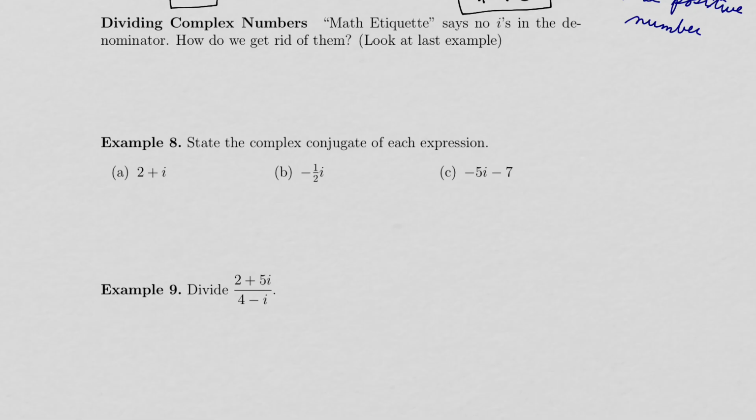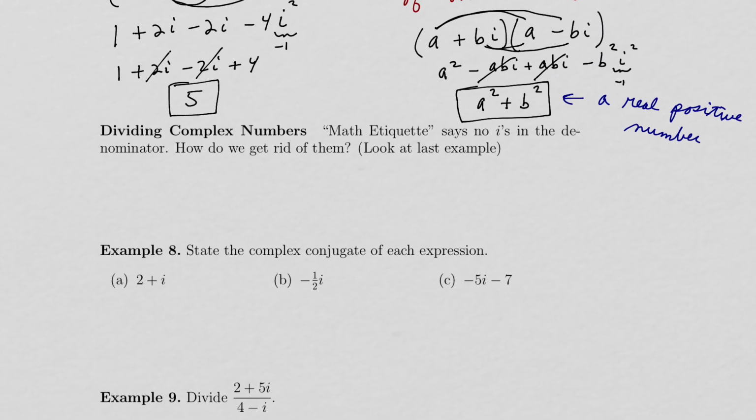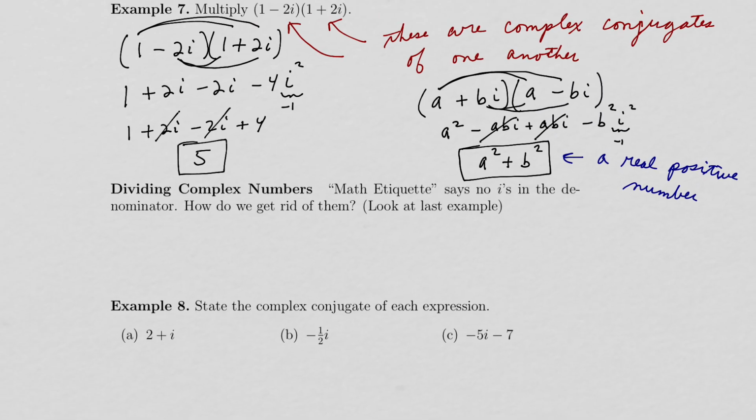Well, we just saw that if we multiply a complex number by its conjugate, we're going to get rid of all the i's. We just get a real number. In general, we're going to get a squared plus b squared. There's no i's in the answer. So that's going to help us to divide complex numbers where we're going to end up with no i's in the denominator. All right. First, let me make sure that we totally understand complex conjugates.